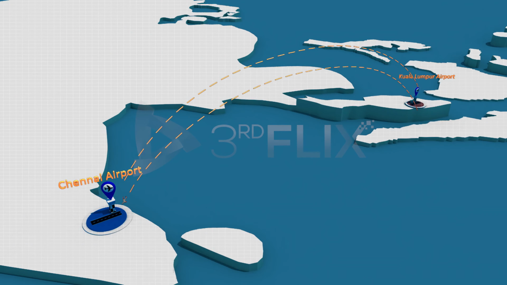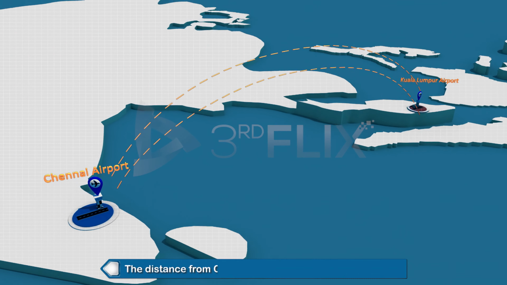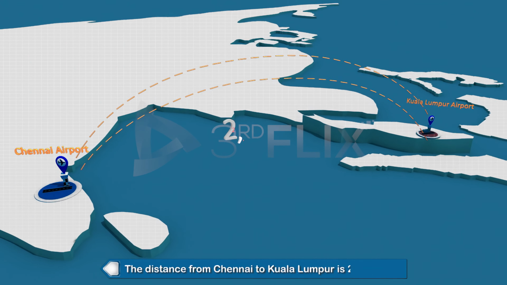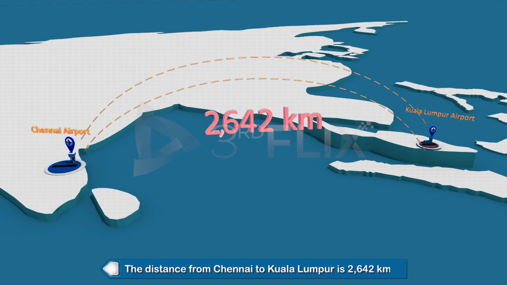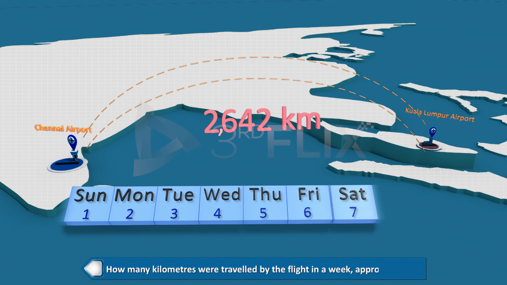An Air Asia flight travels from Chennai to Kuala Lumpur and back to Chennai daily. The distance from Chennai to Kuala Lumpur is 2,642 kilometers. How many kilometers were travelled by the flight in a week approximately?